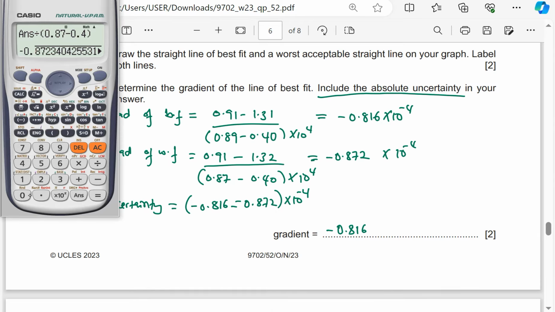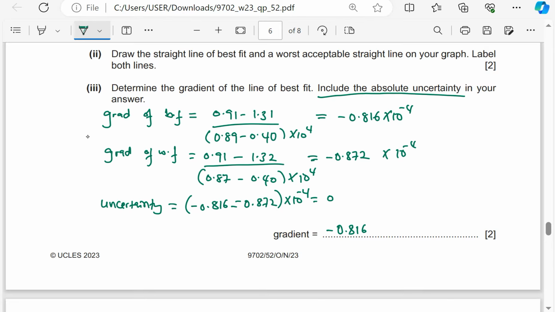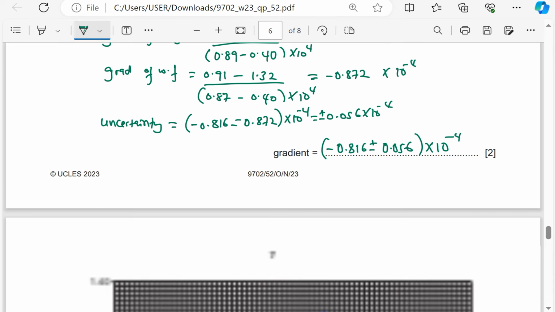Okay, so I'll just say 0.872 minus 0.816, which is 0.056. 0.056 times 10 to the power of minus 4. So this is plus or minus. So here I will just say plus or minus 0.056 times 10 to the power of minus 4. Okay, that is the gradient with its uncertainty.